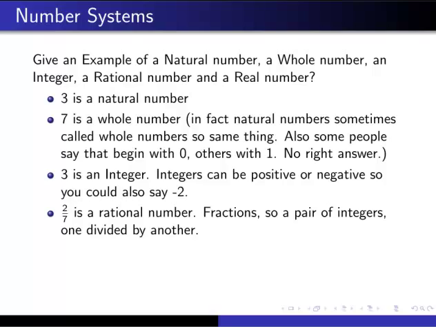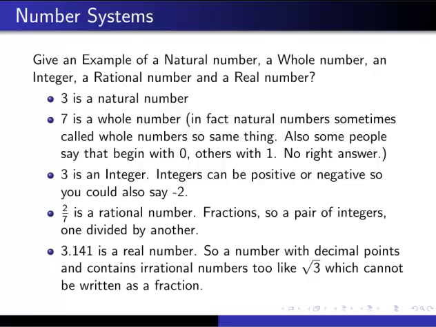2/7 is an example of a rational number. It's basically a fraction. So a pair of integers, one divided by another. 3.141 is an example of a real number. So a number with decimal points.